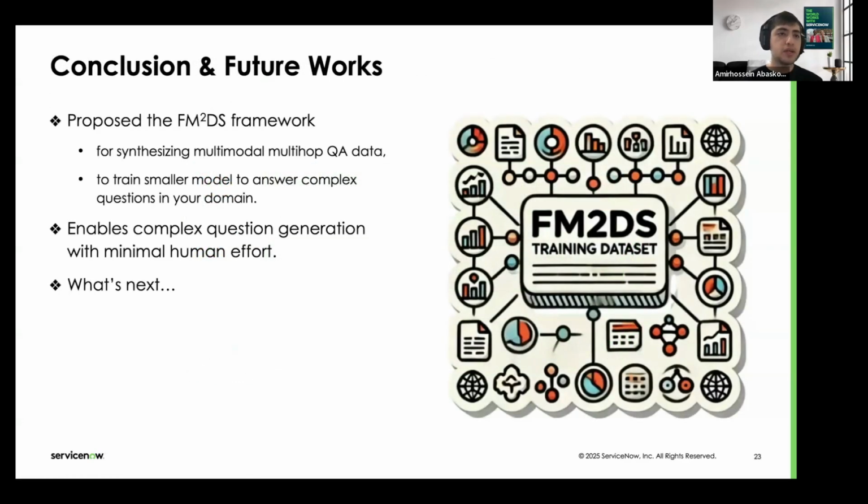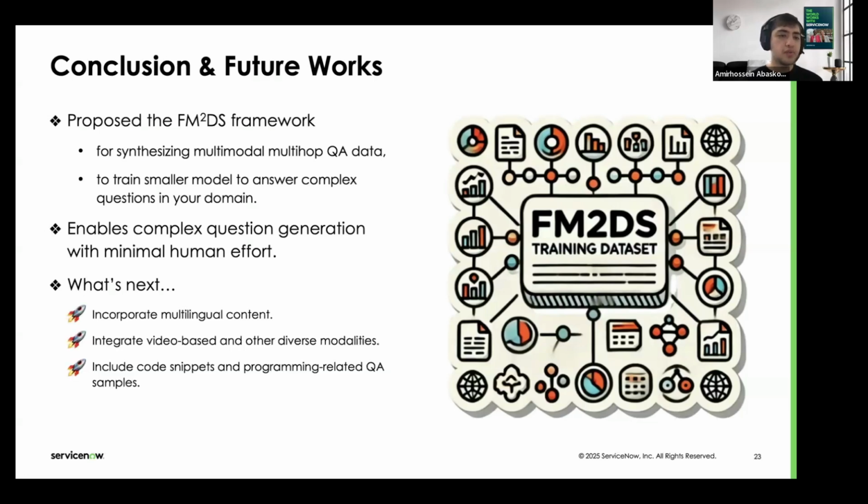So to conclude, we propose the FM2DS framework, for synthesizing multimodal multi-hop question answering data and training a smaller model to answer complex questions in your domain, which enables complex question generation with minimal human effort. For future work, there are several ways to improve this. One of them is incorporating multilingual context. We have tested our approach only with English corpora, and it might have problems with other languages or in a multilingual context.